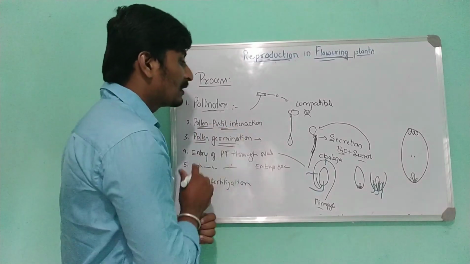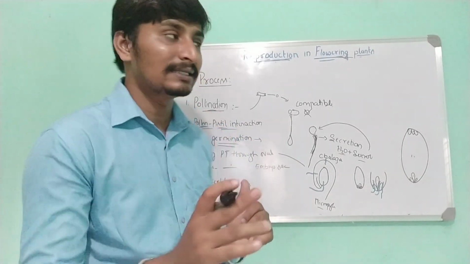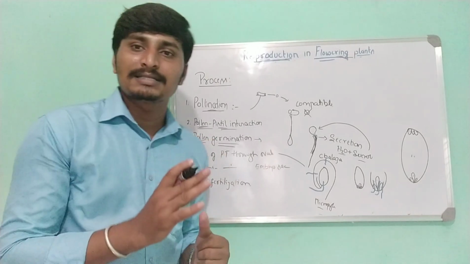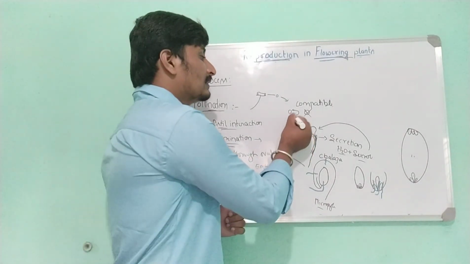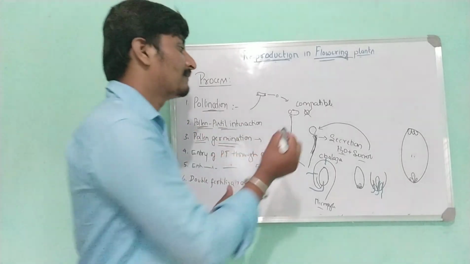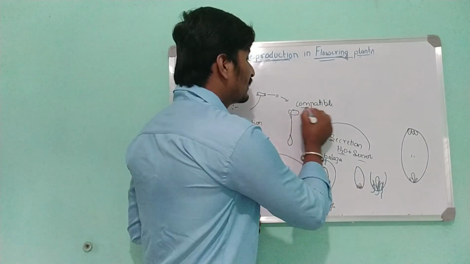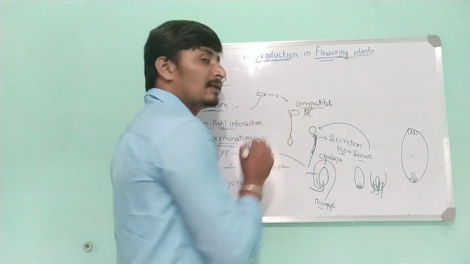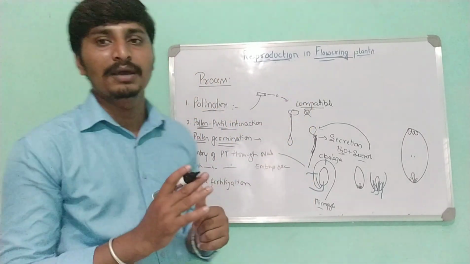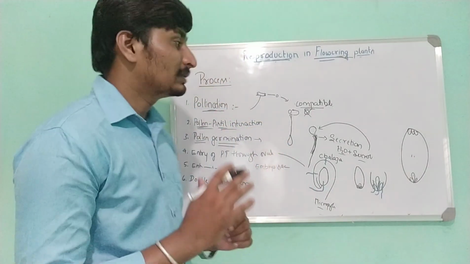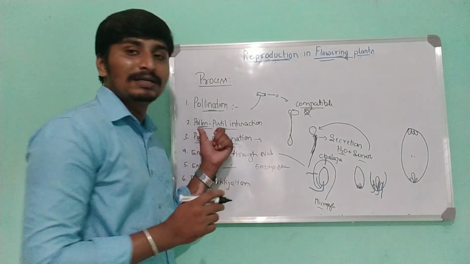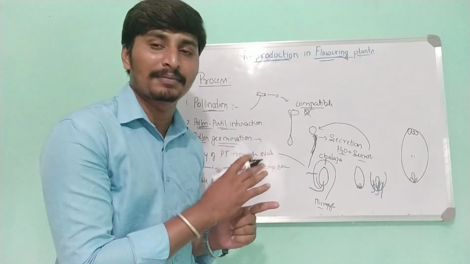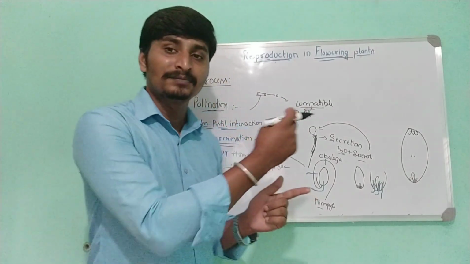The second step is the pollen-pistil interaction. After pollination, the pollen grain lands on the stigma. The stigma identifies whether the pollen grain is of the right type or the wrong type. If it is of the right type, it is known as a compatible pollen grain, and if it is of the wrong type, it is known as an incompatible pollen grain. Only compatible pollen grains are allowed to germinate on the stigma, while incompatible pollen grains are not. This is known as pollen-pistil interaction.